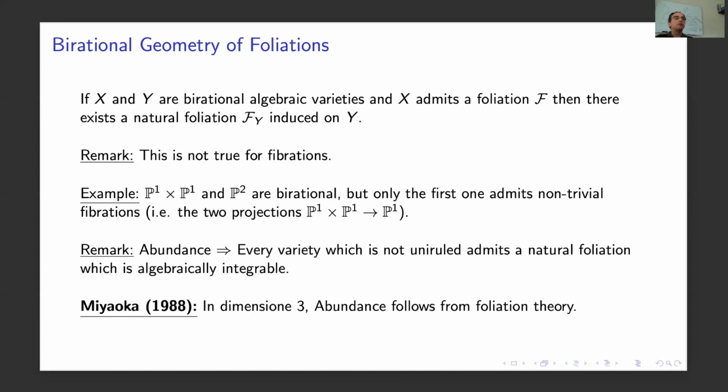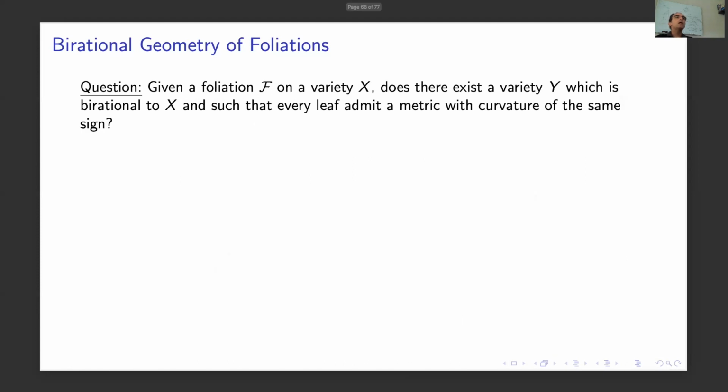So as I mentioned before, this is not new. In dimension 3, sorry, this is another typo, abundance follows from foliation theory. This was proven by Miyaoka in the 80s. Of course, there are many more ingredients involved, but foliation theory plays a very big role in the proof of abundance. So again, it's not completely unexpected to believe that foliations will play a role even in higher dimension.